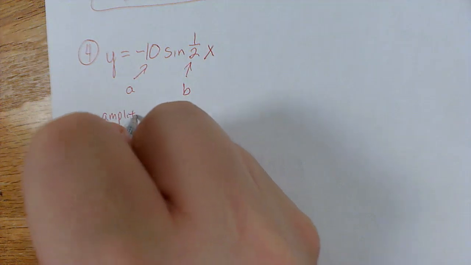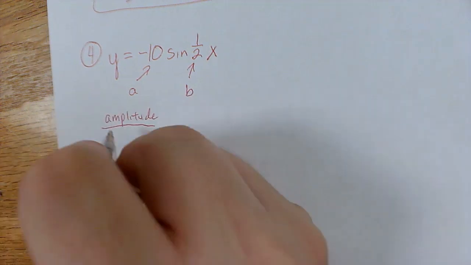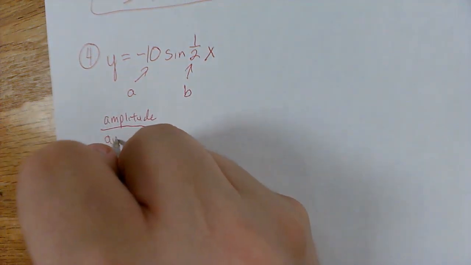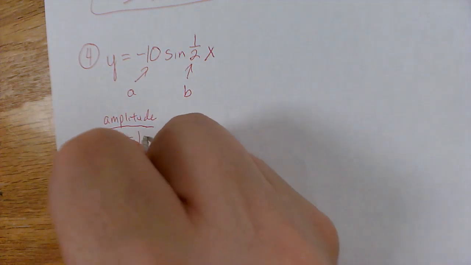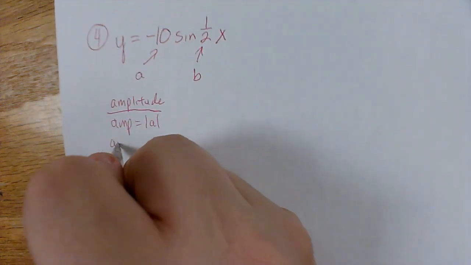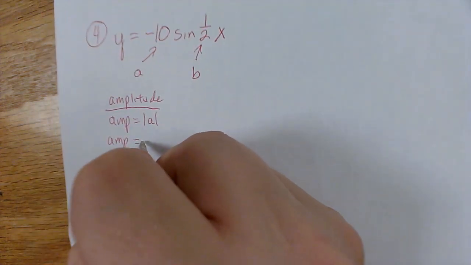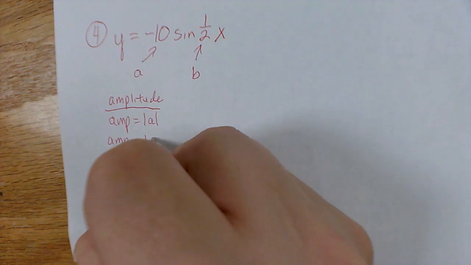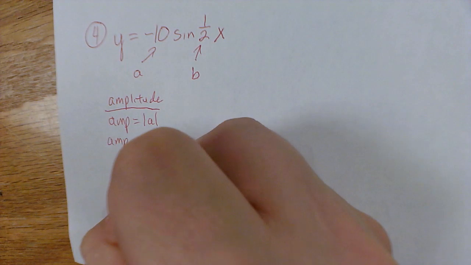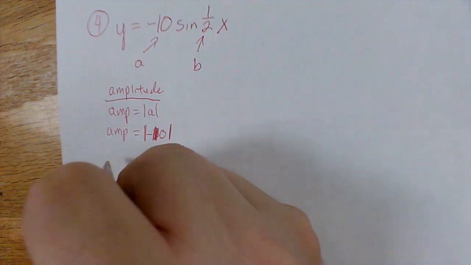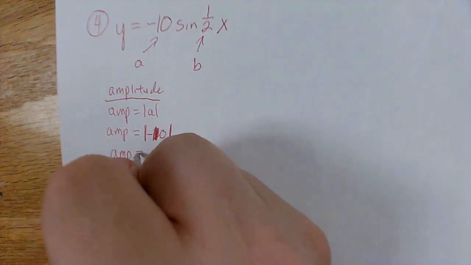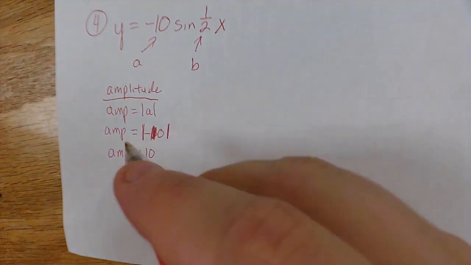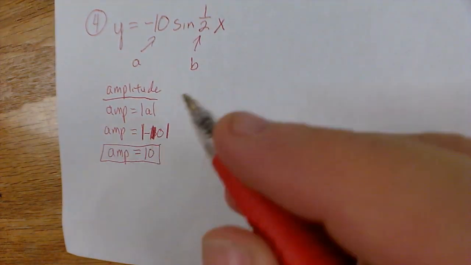So the amplitude is equal to the absolute value of A. So the amplitude is equal to the absolute value of -10. So, like the previous problem, the amplitude is equal to +10. So the radius of this circle in this problem is 10.